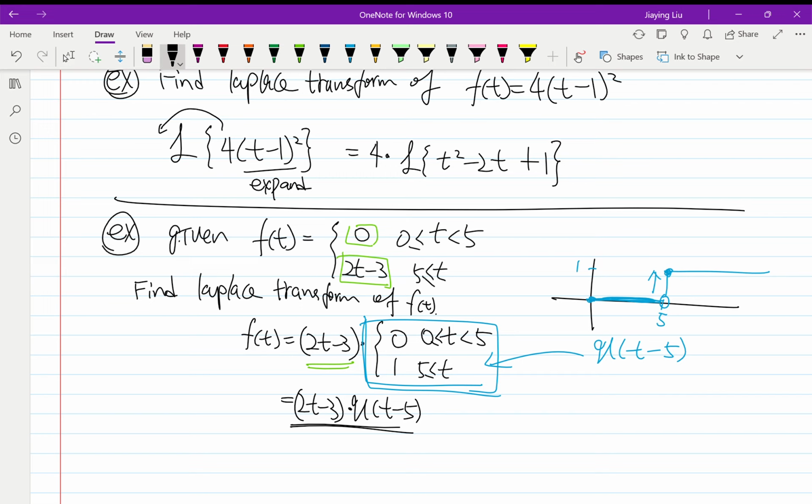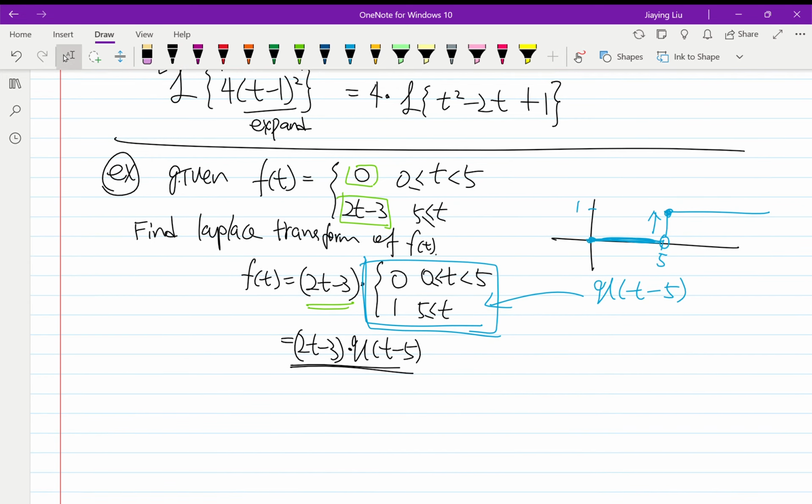That kind of makes sense, that's the beginning part. And from here, I could find the Laplace transform. So the Laplace transform of f(t) is the Laplace transform of (2t minus 3) times this u(t minus 5). Like we talked about earlier, you look at it: is it going to be x translation, t translation, or we don't need either one? Well, by looking at it, we have the u function, the Heaviside function here. If you have it, that means we're going to use the t translation. So that's the indicator. So, t translation.